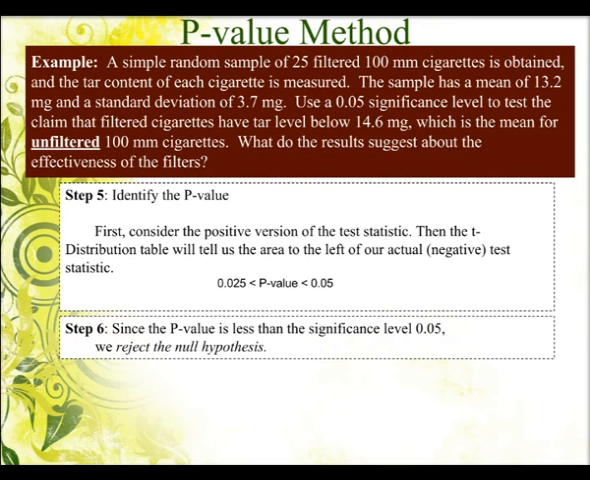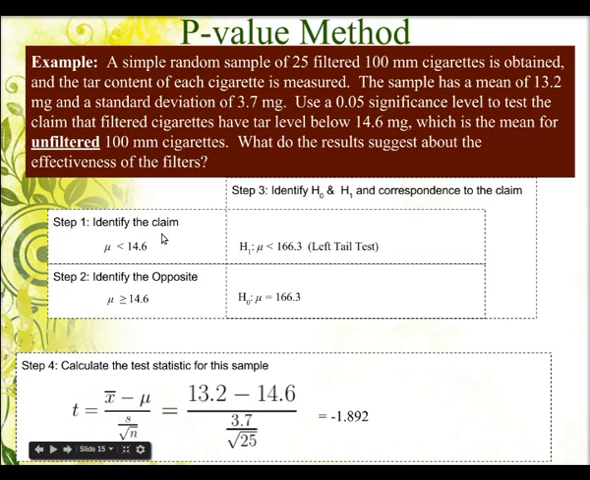So since the p-value is less than the significance level of 0.05, keep in mind I don't know exactly what it is, but I do know it's less than 0.05, which is our significance level, I can reject the null hypothesis. So again, to interpret this, go back to the claim, and we can reject the null hypothesis, which in this case means that we can support the claim.